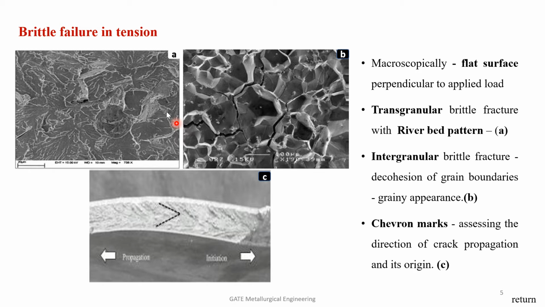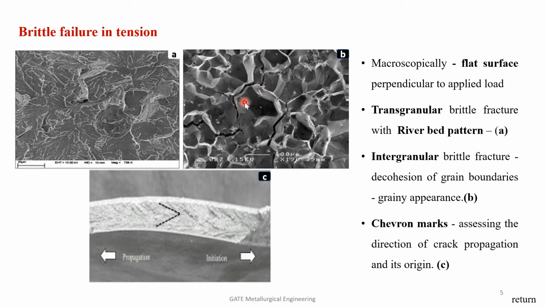Now moving on, brittle failure in tension. Now what happens if the material under consideration is a brittle material and we are subjecting it to a tensile force? If we see figure A, we can see that there is a riverbed like pattern, and this riverbed like pattern is obtained in transgranular brittle fracture, and if it is an intergranular brittle fracture, it will have a grainy appearance. So that is about the fractograph of brittle failure in tension.